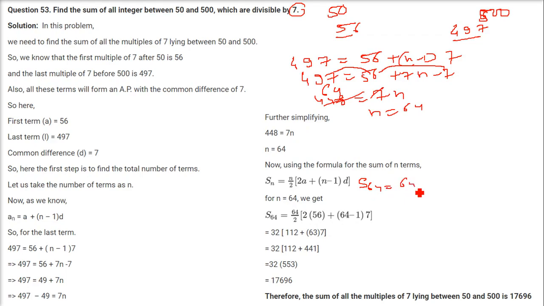In order to find this sum, we have to find S64. It is going to be n by 2, 64 by 2, 2a is 56, plus n minus 1, 64 minus 1 is 63, into d. Divisible by 7, so common difference is 7. So this is the expression you have to solve. It will be 17696.